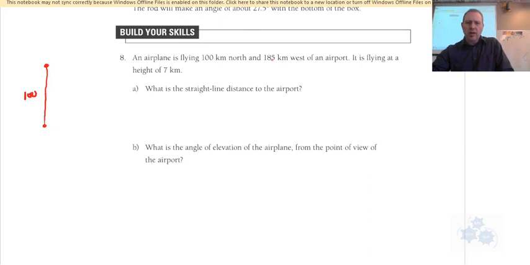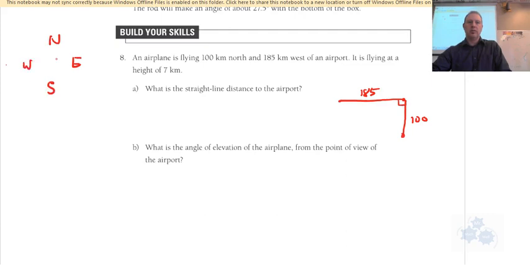And it's also 185 kilometers west of the airport. So that actually is this way. Now my scale is going to be a bit off here, so I might just do this, 100 and 185, so we draw it a little bit more to scale. Now the north, east, south, and west on a map are all at perfect 90-degree angles to each other, right? So by doing this, north and then west, we actually are making a 90-degree angle. You cool with that? So we have a right triangle here.